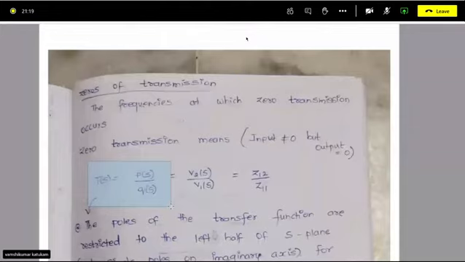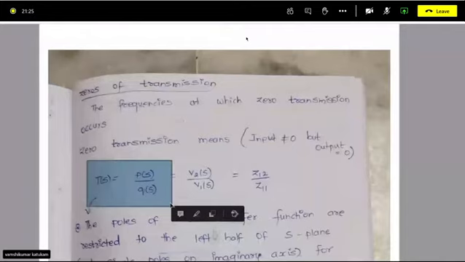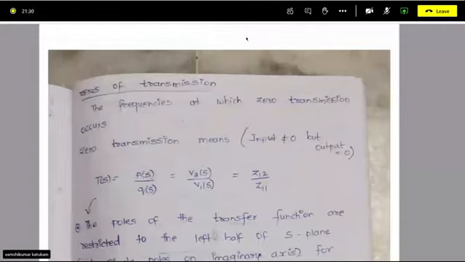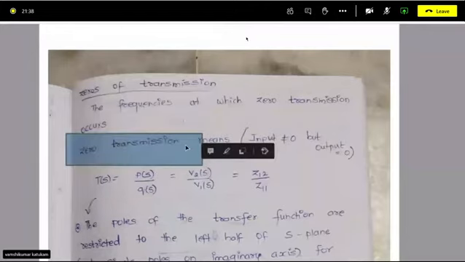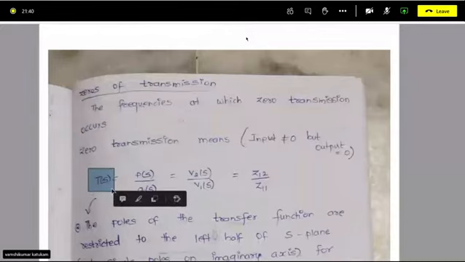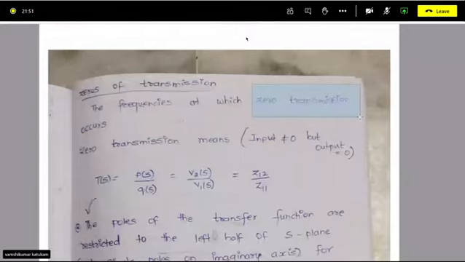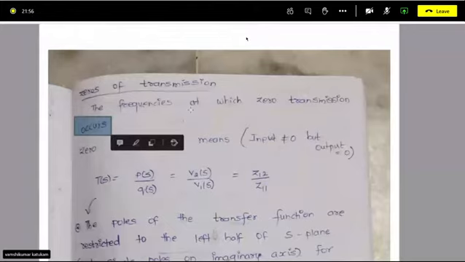Now what are zeros of transmission? When you equate P of S to 0, those are your zeros of transmission. Zeros of transmission means when T of S becomes 0, that is P of S equal to 0. When T of S is 0, there is no transmission of voltage, that means your output voltage is 0. These are the frequencies at which zero transmission occurs, so there is no transfer of voltage from input to output.